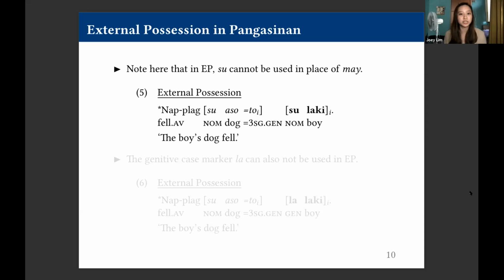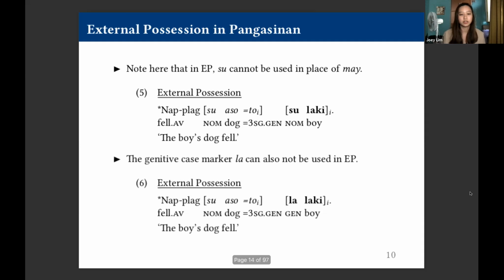Note that in external possession, su cannot be used in place of my, even though both of them are pivot markings. In 5, we have naplaksu aso to su laki, and this is bad because external possessors can only be marked with the demonstrative my or any other demonstrative, and not the nominative case marker. We also cannot use the genitive case marker la to mark external possessors. So 6, naplaksu aso to la laki, is ungrammatical.